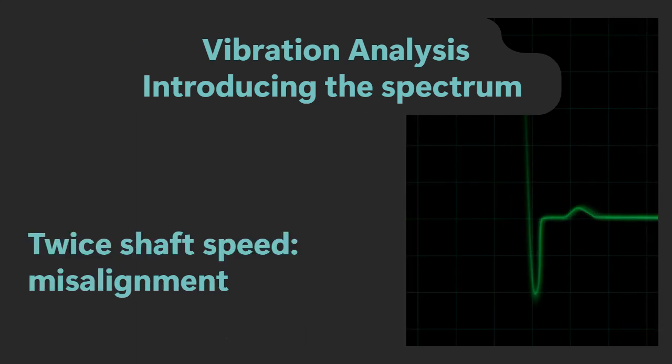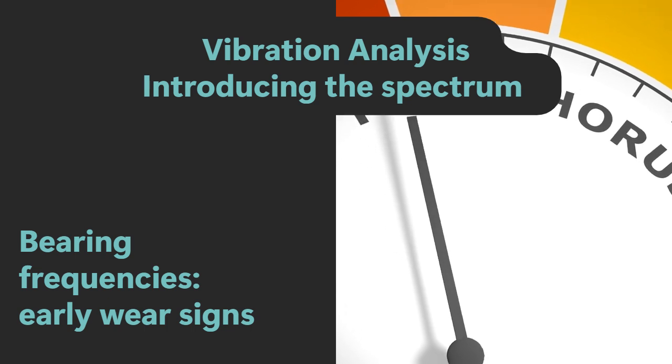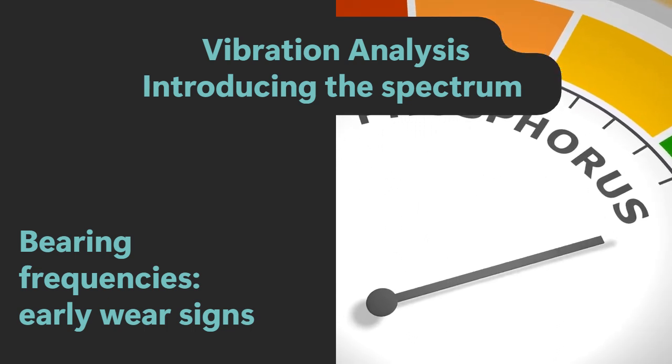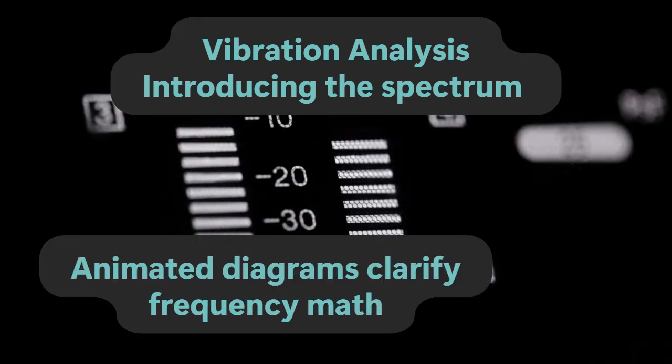Let's explore some common examples. If a peak appears at twice the shaft speed, it may indicate misalignment. Peaks at frequencies related to bearing components, calculated from their geometry, suggest early signs of wear. Animated diagrams will clarify how these frequencies are determined, simplifying complex math for trainees.